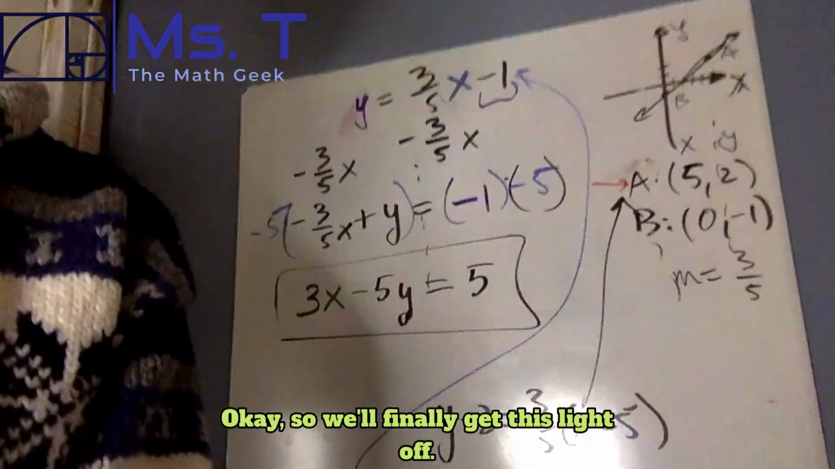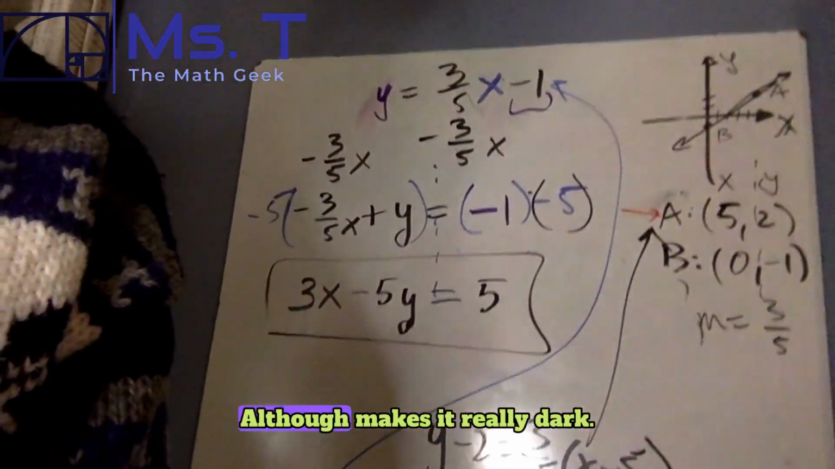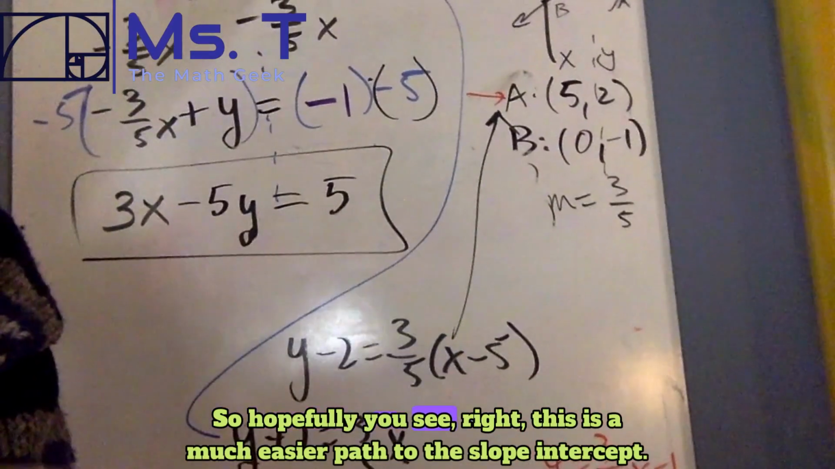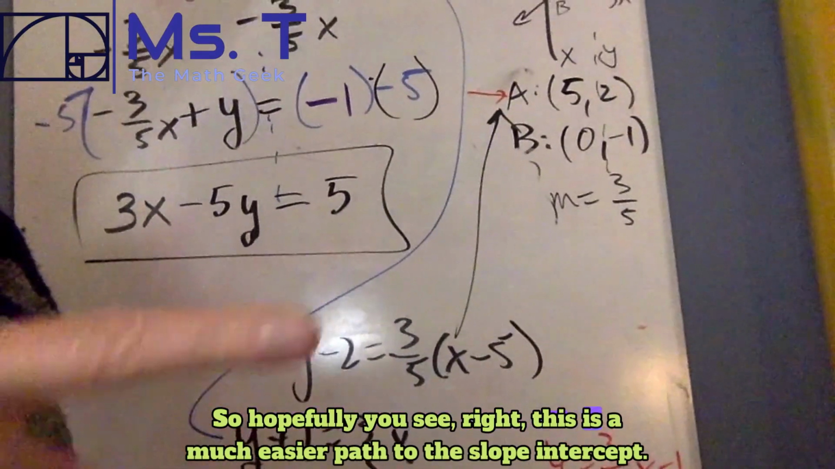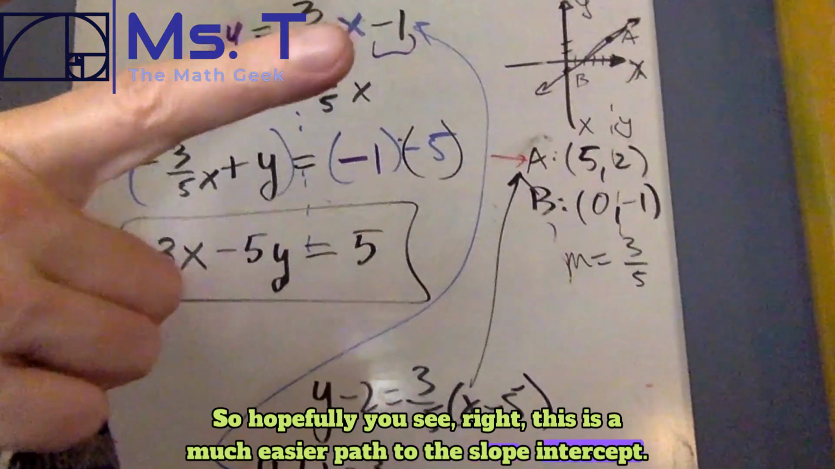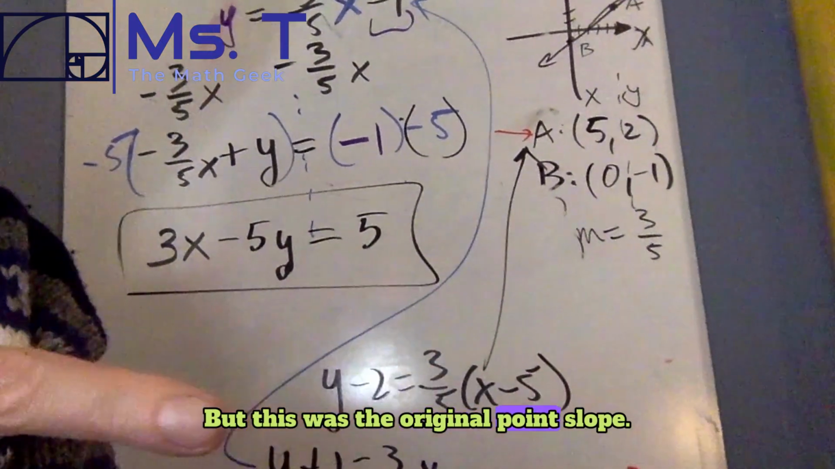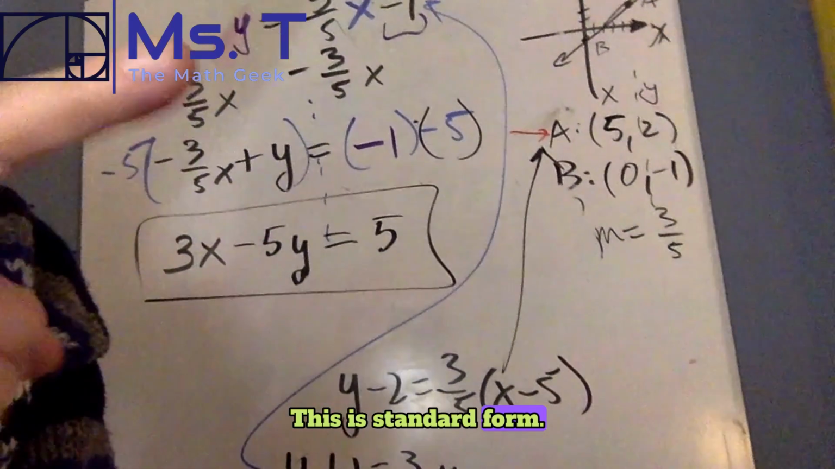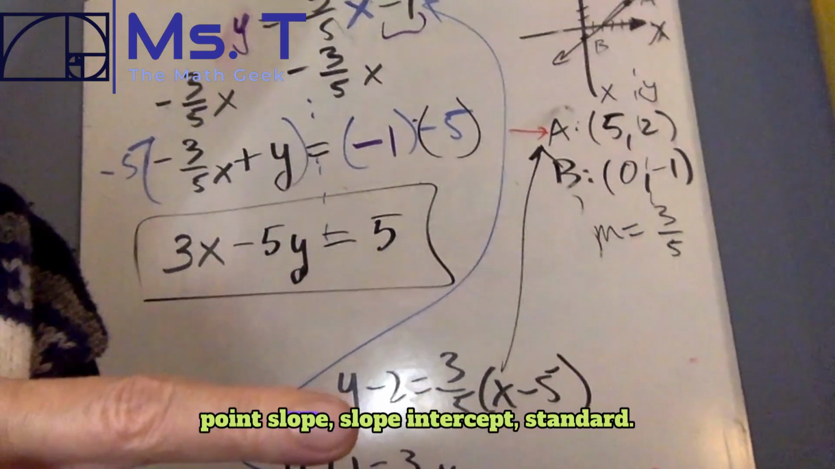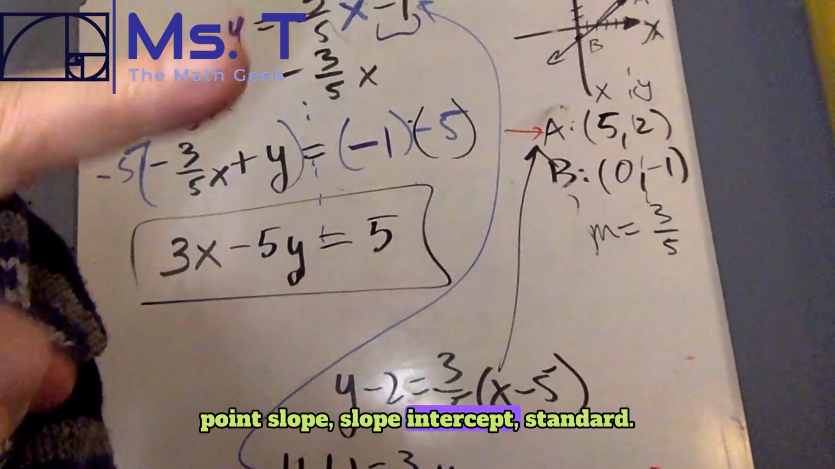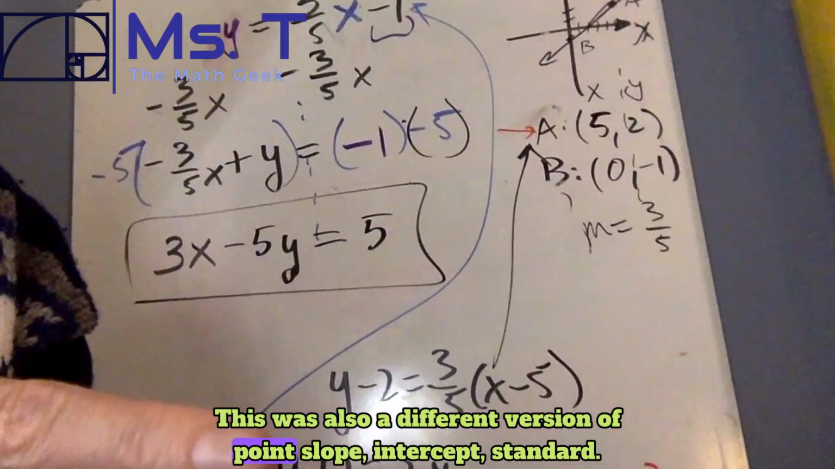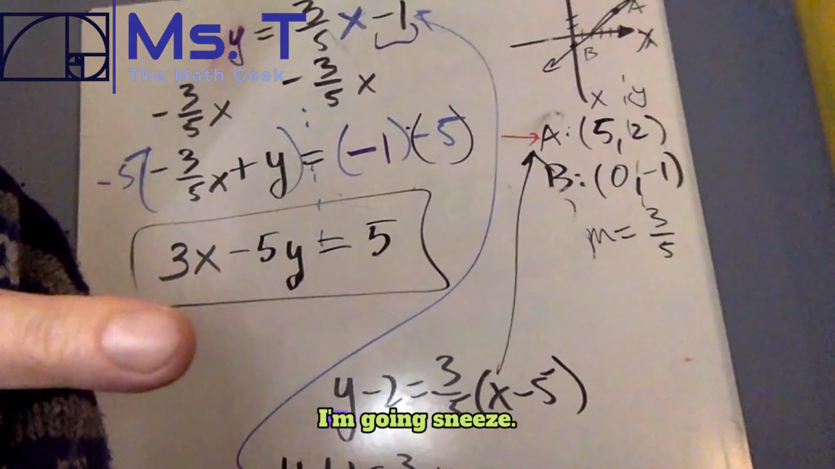Okay, so we'll finally get this light off, although it makes it really dark. So hopefully you see, right? This is a much easier path to the slope-intercept, but this was the original point slope. That's where you get our slope. This is standard form. So point slope, slope-intercept, standard. This was also a different version of point slope, slope-intercept, standard.